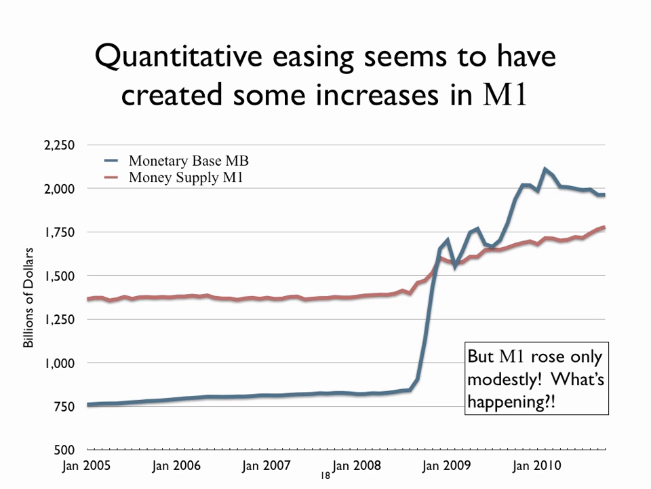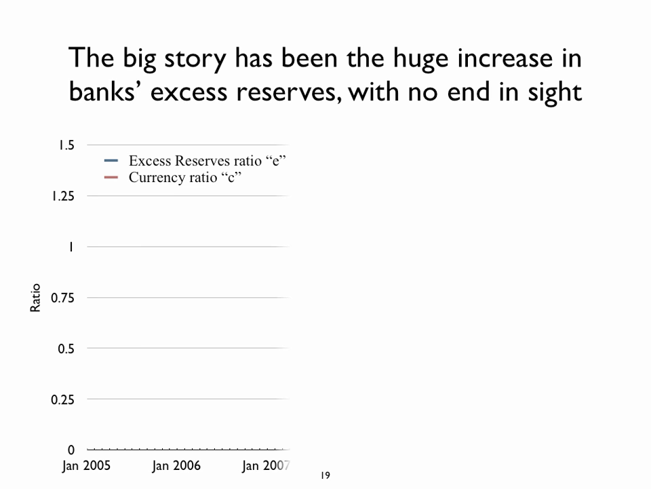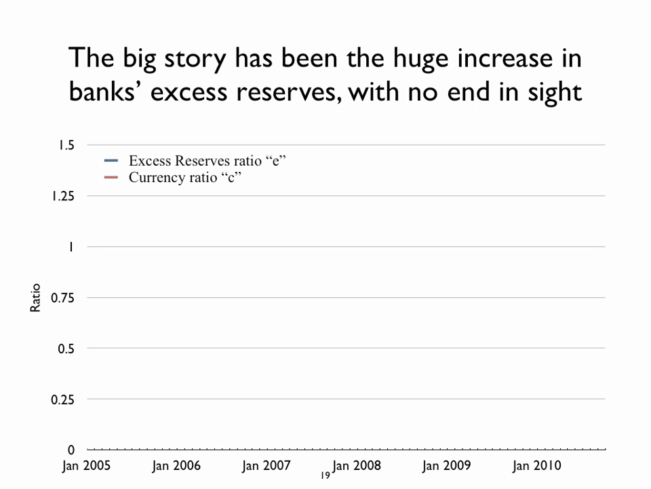As a result, M1 only rose modestly, and the issue is, what was happening to stem this rise in the money supply? The big story, again, has been the huge increase in banks' excess reserves, and there seems to be no end in sight to this. Excess reserves were extremely low, with a small blip, I'm not even sure what that represents, back in late 2007. But then the excess reserve ratio just absolutely rocketed up. Banks have a lot of excess reserves. It's about $1 trillion or so.